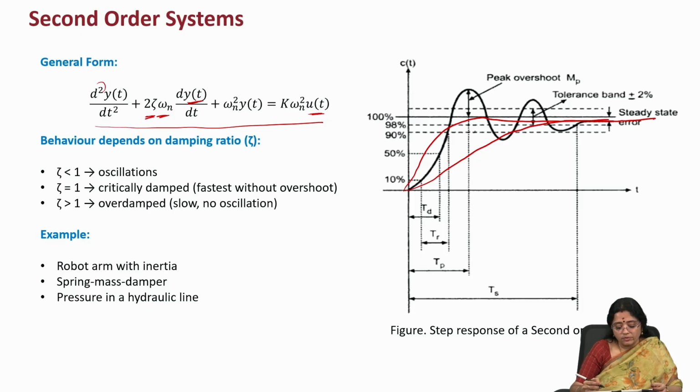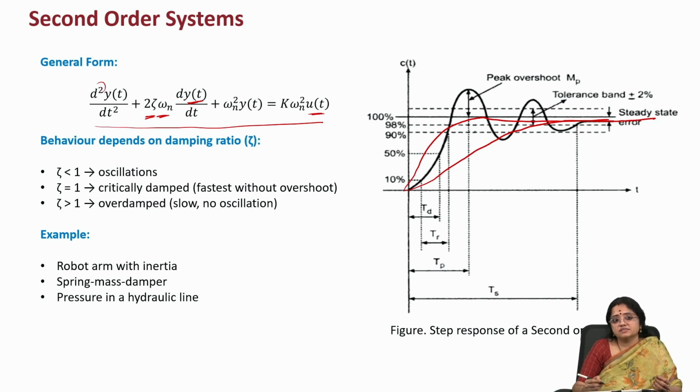In this course we will limit ourselves to modeling first order or second order systems, because we assume that any real-time application can be approximated by a first order system or a second order system, with a delay.